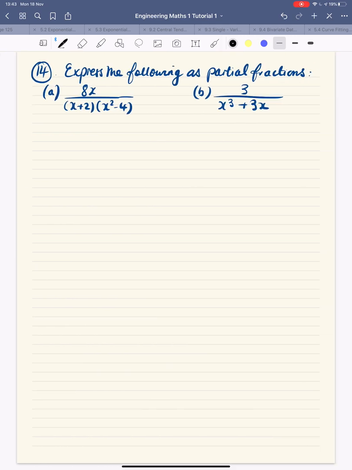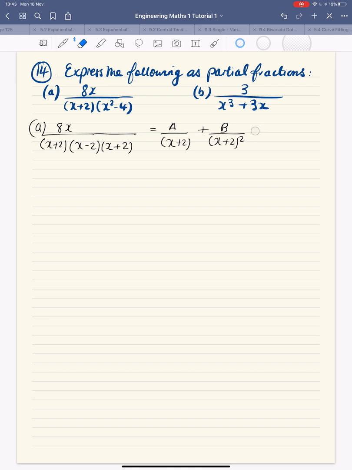Number 14, A. So what we can say, 8x over x plus 2, you have to spot that this is x minus 2. X squared minus 4 is x minus 2 times x plus 2. So it's like the previous one. So it's a over x plus 2, b over x plus 2 squared, and then it's going to be c over x minus 2, because that one's repeated, so it has to be once and then twice, and then they've one by itself. So 8x is a, x minus 2, x plus 2.